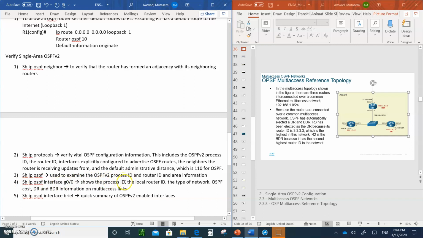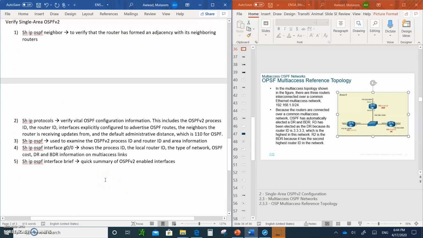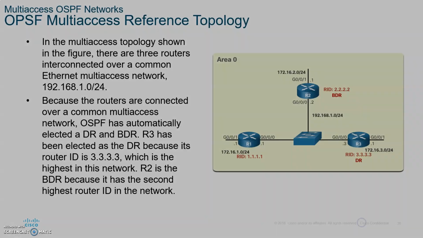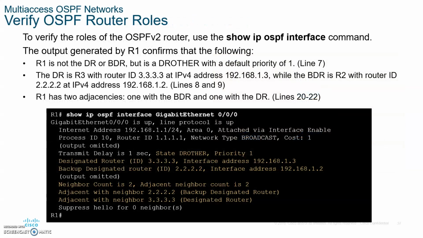It's going to show the process ID, the router ID, the type of network, the cost, and whether you are a designated or a backup designated router, if you are, of course, on a multi-access network like this one. And if you type show ip ospf interface brief, this is going to give you a summary of everything else. All right, so this is all I want you to write down. Now, what I want to do is, we actually went over all the slides, so I am going to show you that we actually did all of this.